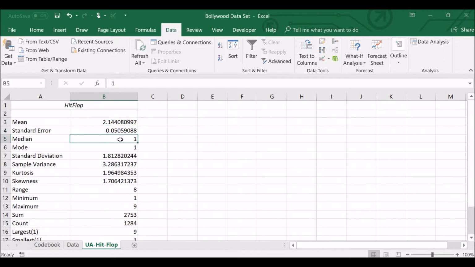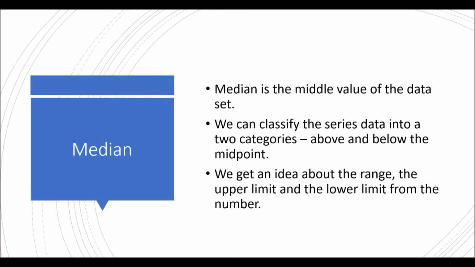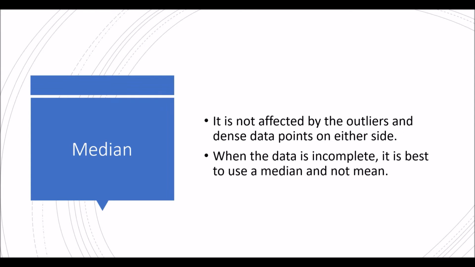Now, what about median? What exactly is median? Median is the middle value of the data set. We can classify the series of data into two categories, above and below the midpoint. In that case, we get an idea about the range, the upper limit and the lower limit from the number. It is not affected by the outliers or dense data points on either side. That is the advantage of median. When the data is incomplete, it is best to use median and not mean.